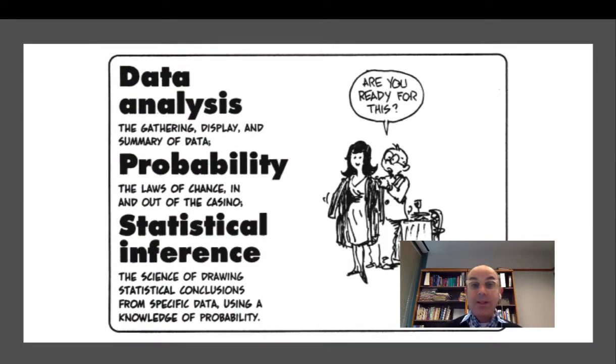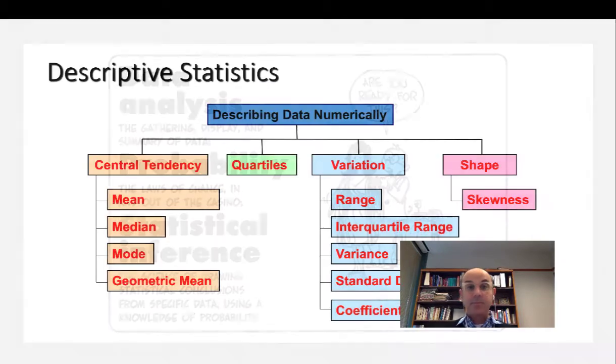Okay, so this is my cartoon that I like to show all the time. I've been using this cartoon for the last 20 years, and I hope that you are ready for data analysis, because we are going to take this data analysis and try to make it in visual form.